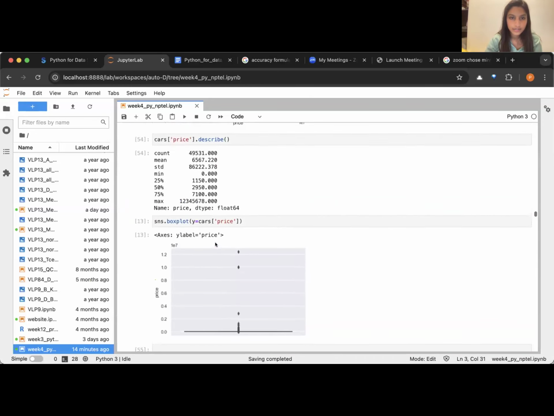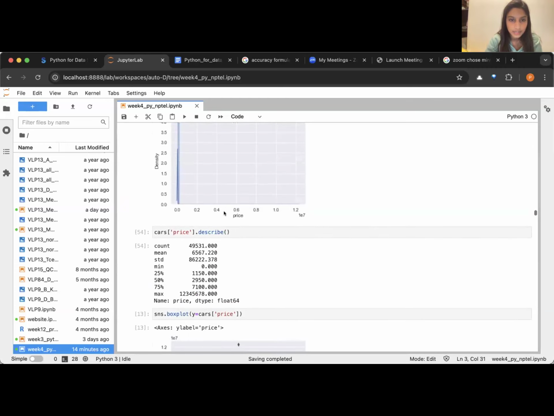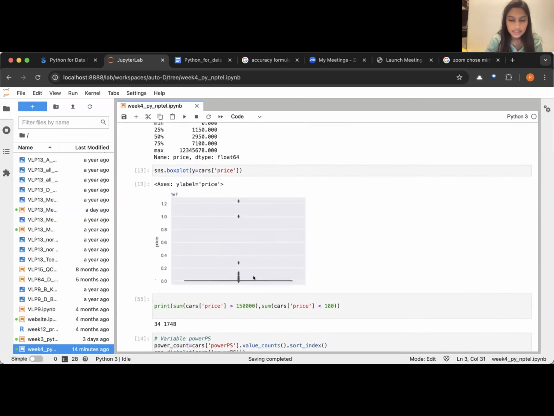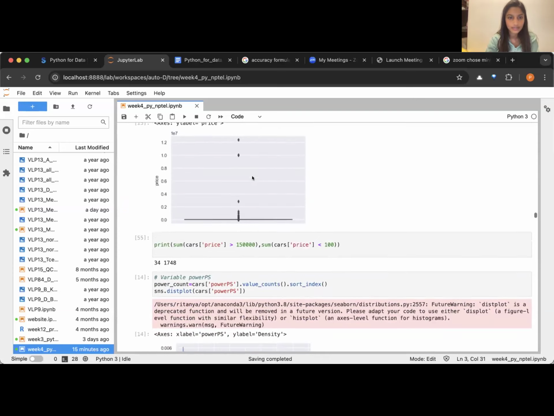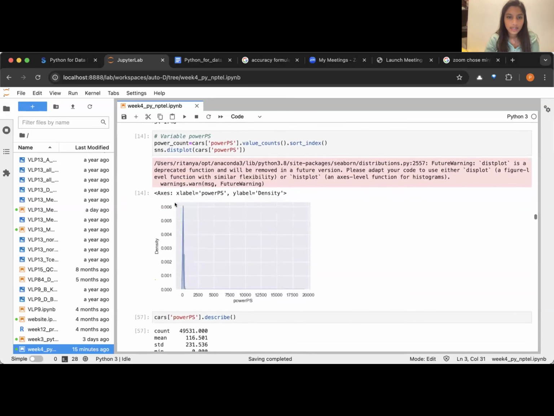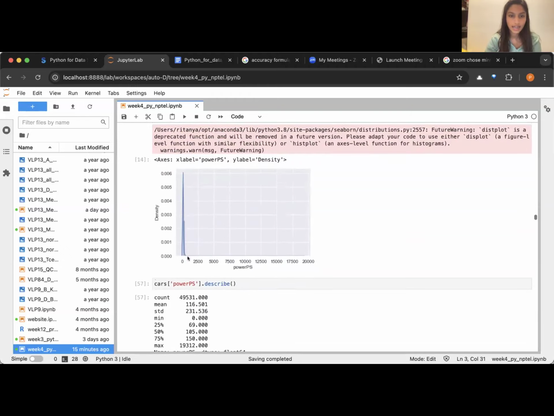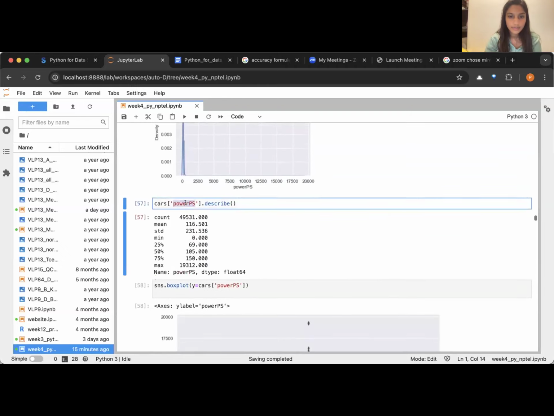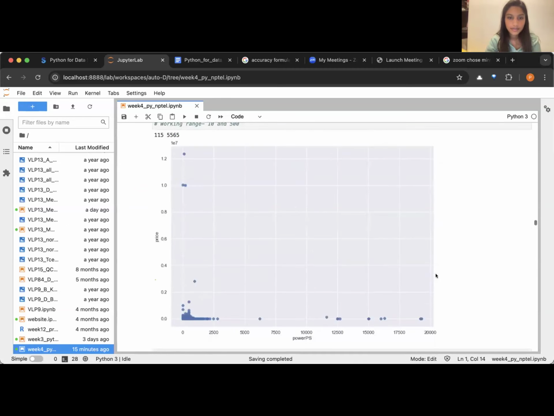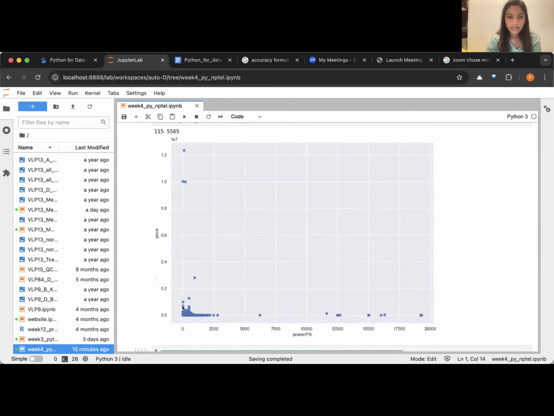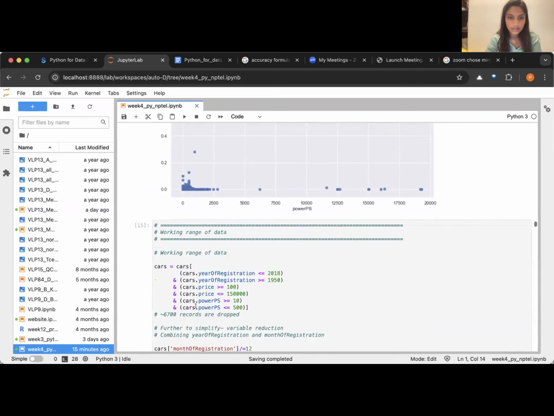So like that, we are visualizing every other variable as well. The price, you don't see a box, it's just some line, because most of the points lie as outliers. See, everything is concentrated around zero. So this tells you nothing, and this doesn't help in prediction at all. Power PS, the same thing. Again, you don't see a box, it's just a line at this point, everything towards zero.